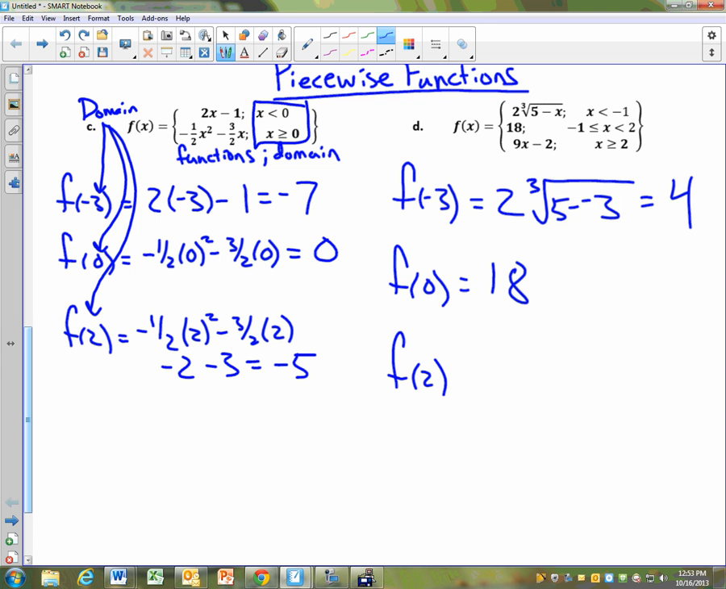F of 2. You plug it in for the last one. And what do you get? 16. So just look and see where the domain value fits in these restrictions. That will tell you which of the 3 to use. Question. Excellent.